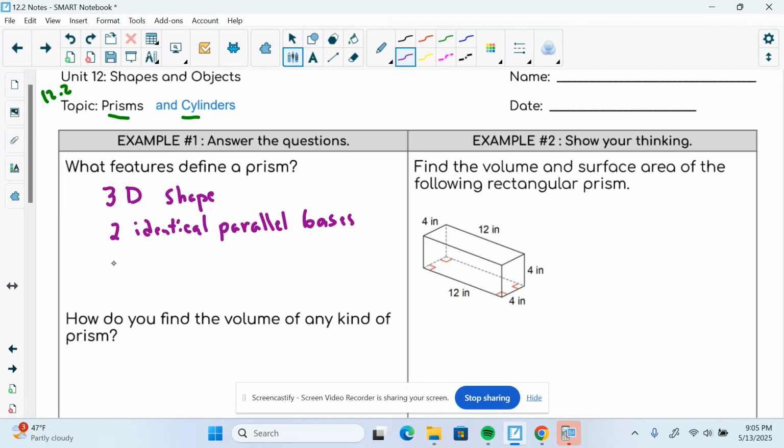the third property of a prism, the third feature of a prism, is all of the faces are flat. It has flat faces, okay? Flat faces.